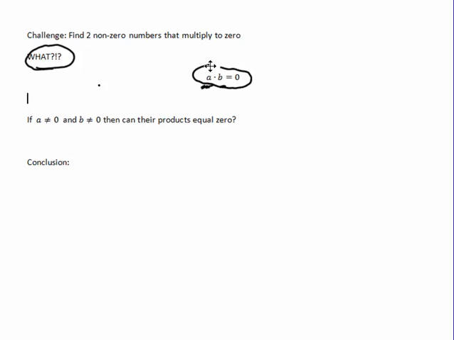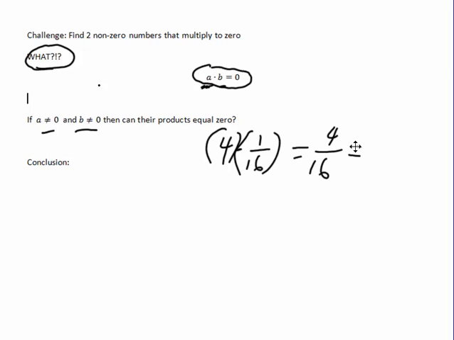So here's our situation. If A is not 0 and B is not 0, then can their product equal 0? In other words, let's let A equal 4, because 4 obviously doesn't equal 0, so we say 4 times, and let's let B, which is not 0, equal, let's say, 1/16. If I multiply 4 times a really small number like 1/16, that'll get me close to 0, right? So here I have 4 over 16, which gives me 1/4. Is 1/4 going to be 0? Well, no. It's not exactly 0.